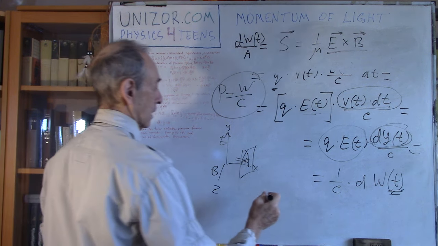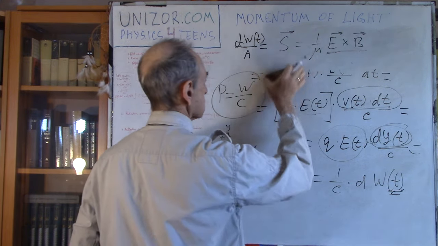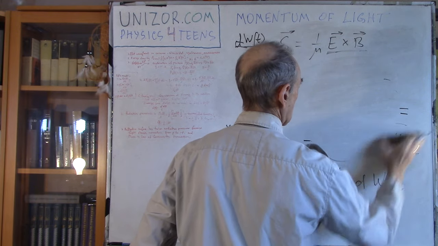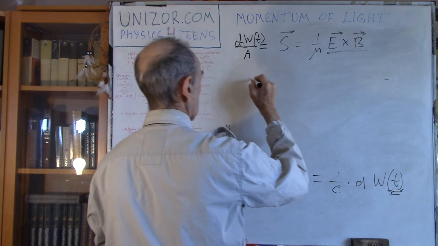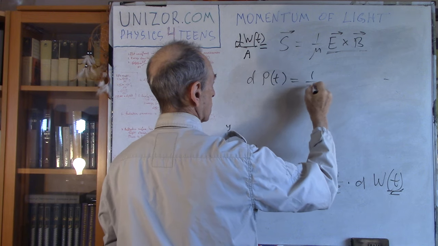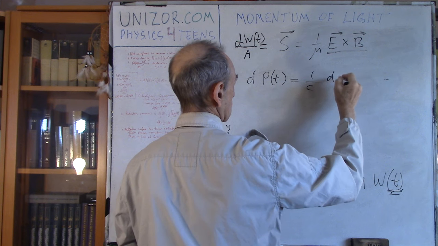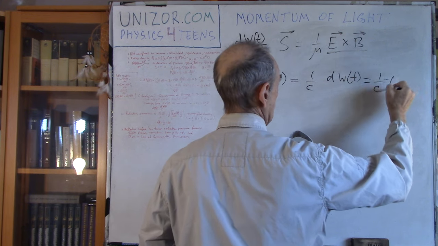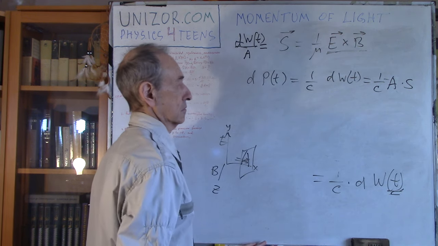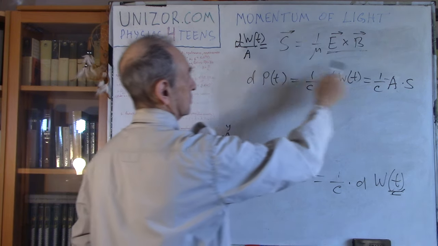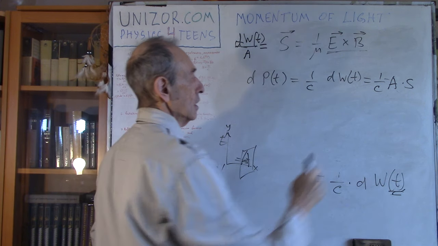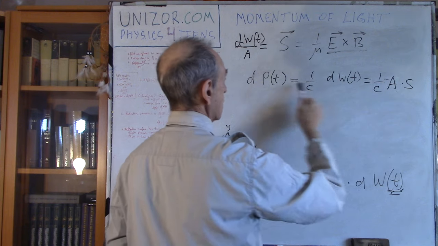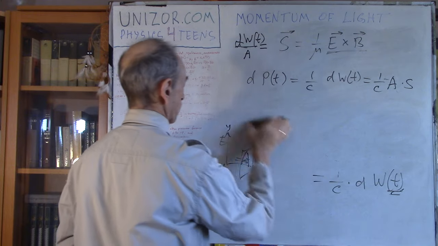So you can always say that, again, the increment of the impulse is equal to 1 over C times the increment of work, which is 1 over C, A times the Poynting vector, right from here. The Poynting vector is per unit of time, per unit of area, but multiplied by area it will be per unit of time, which is the rate of change of momentum.